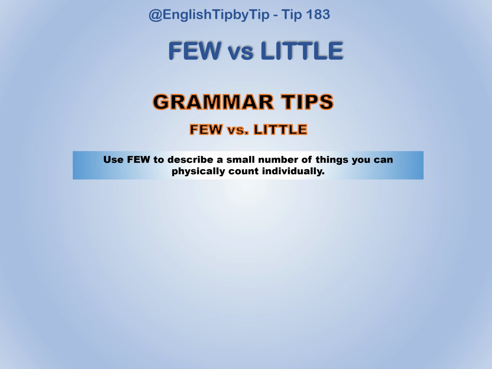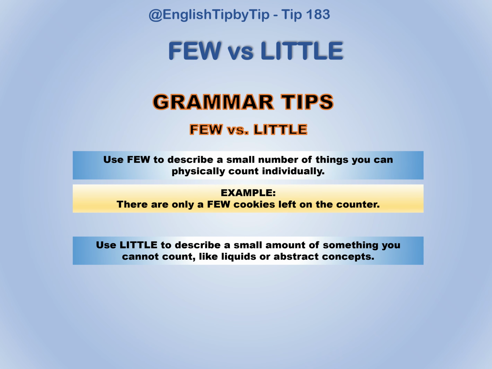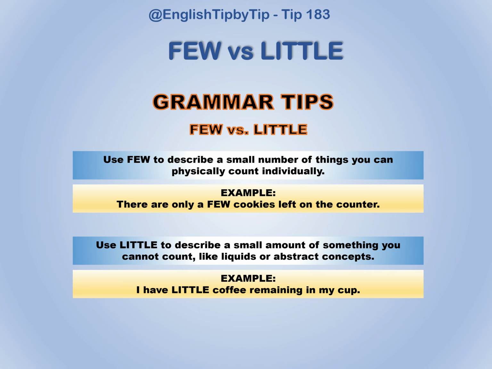Grammar tips. Few versus little. Use few to describe a small number of things you can physically count individually. Example: there are only a few cookies left on the counter. Use little to describe a small amount of something you cannot count, like liquids or abstract concepts. Example: I have little coffee remaining in my cup.